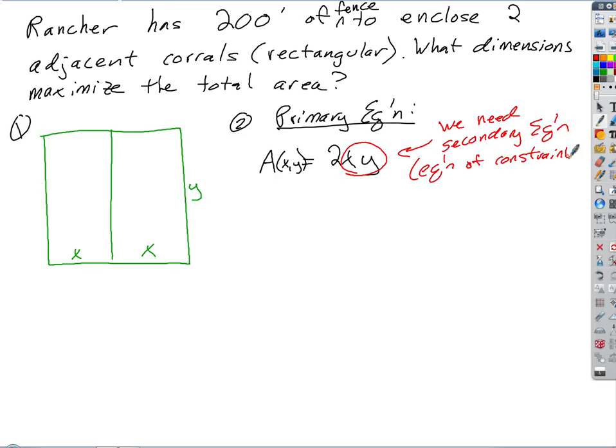So step 3 is the equation of constraint. Step 3 is kind of optional sometimes; you either do it or you don't based on if you need to. In this case, we need to. Well, what's the constraint? If there's no constraint, the answer is easy. We'll just make the area infinite. But there must be some number constraining us. 200 feet of fence. So what's equal to 200 feet here?